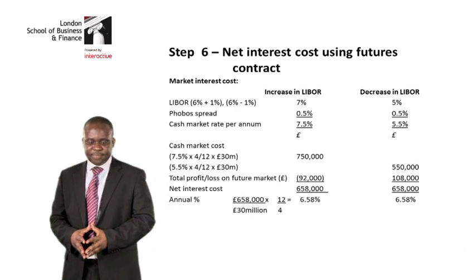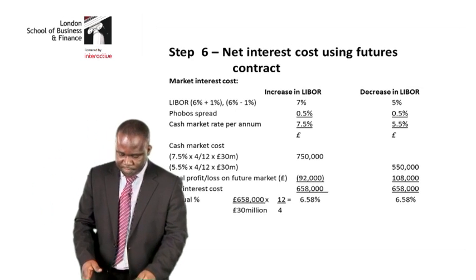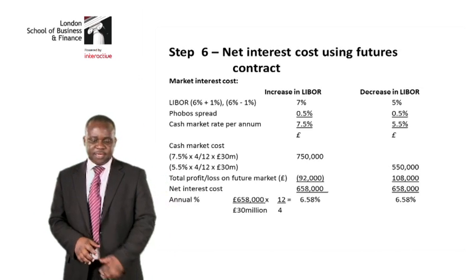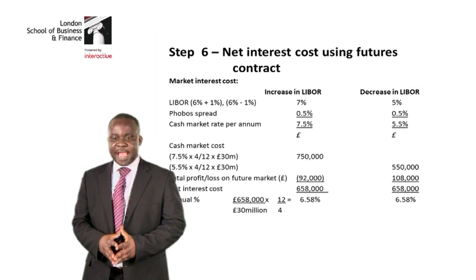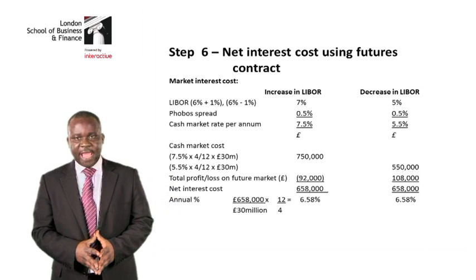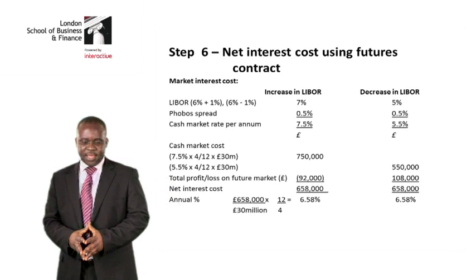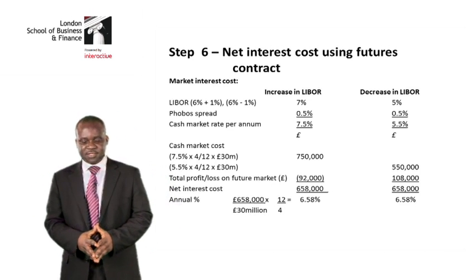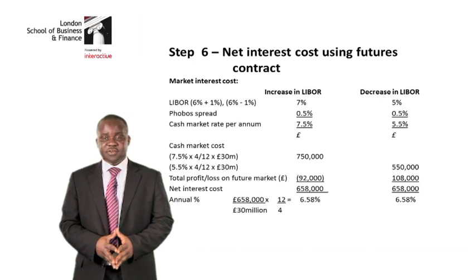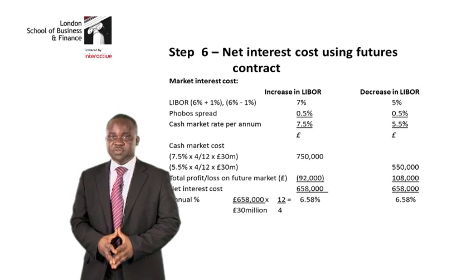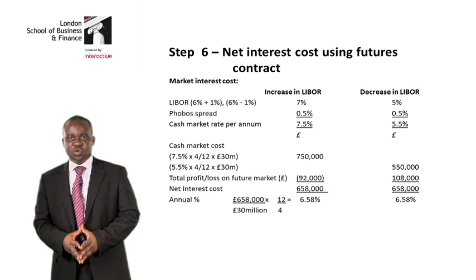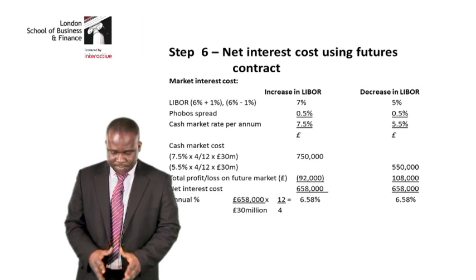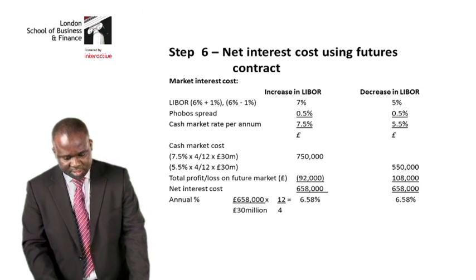658. I do the same thing if it decreases by 100 basis points. So 550,000 as the cost, but I made a loss of 108. So I will have to pay additional loss of 108. So the total figure is 658. And whatever the case is, whether interest rate is going to increase or decrease, you would have to get the same net interest cost so far as the futures hedging is concerned.